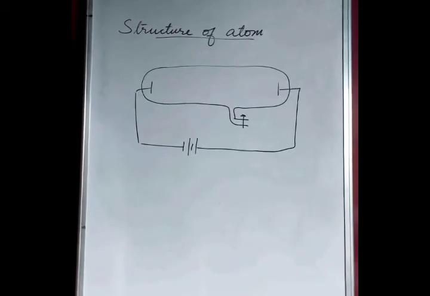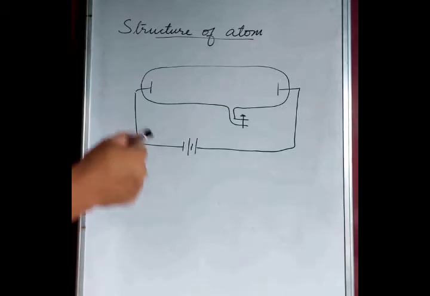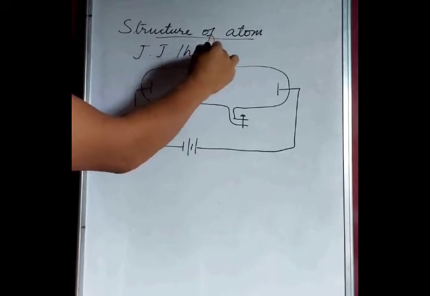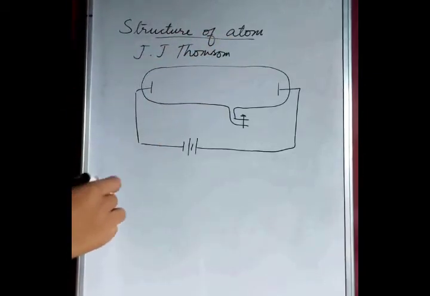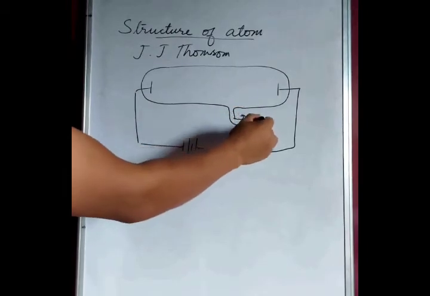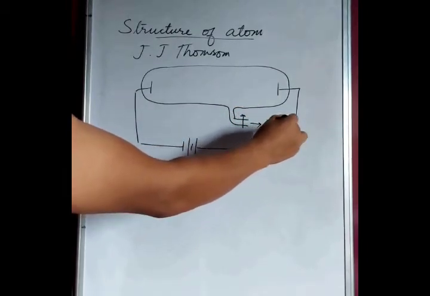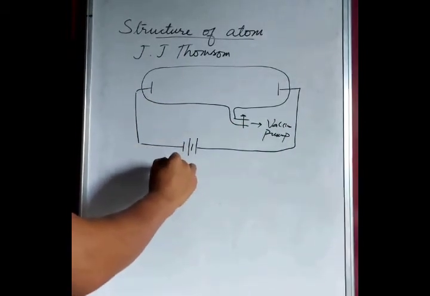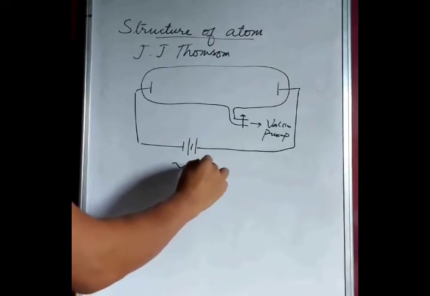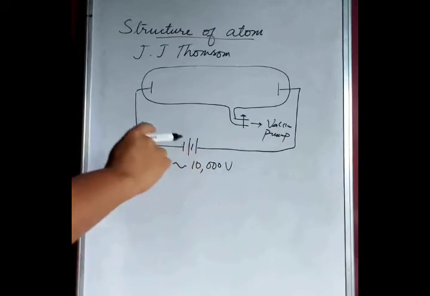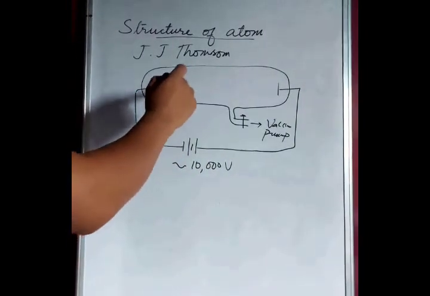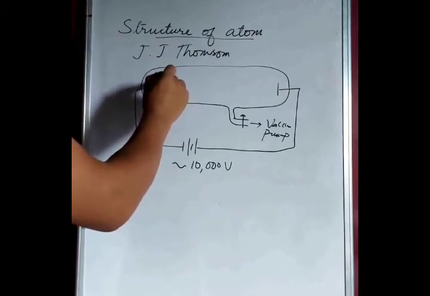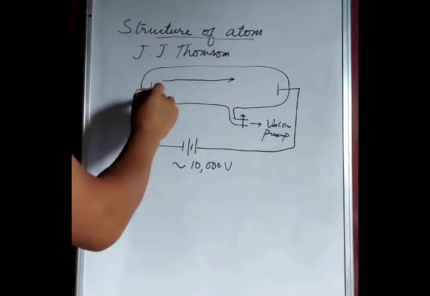What J.J. Thomson did was, they pumped out all the air, using a vacuum pump, and then they supplied a high voltage close to the range of 10,000 volts. In that experiment, they found that the tube started to glow, and the glow seemed to migrate from the cathode towards the anode.